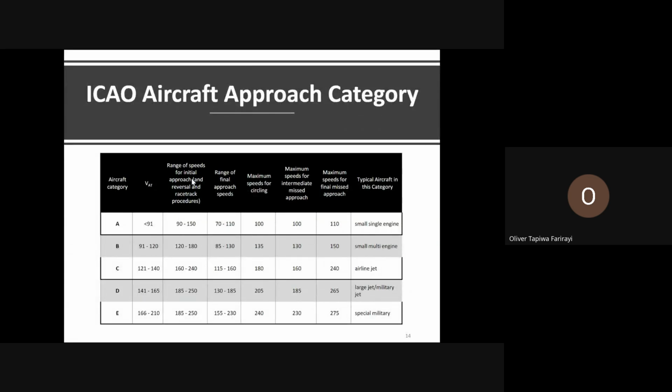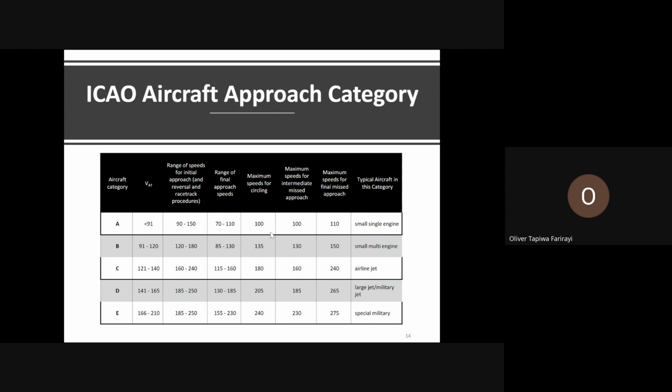If I click my mouse here, things start happening. So here we've got the initial approach and reversal and race track procedures. Initial approach is when an aircraft is still coming in and not yet established in the hold. This will be the range. When now the aircraft is on final approach, the range is now further reduced.